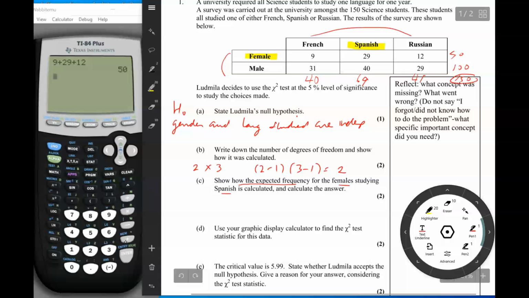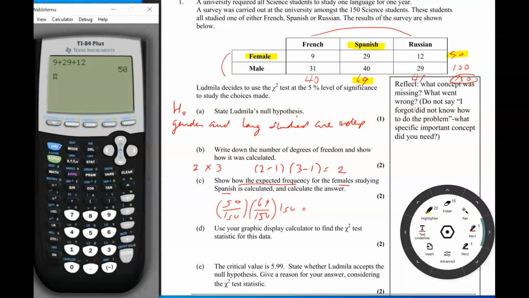So to calculate the expected number of females studying Spanish, it would be proportional to the numbers 50 and 69 relative to the total of 150. So what I can do is I could do 50 divided by 150 times 69 divided by 150 times the number 150. And if I want to see what that is, I'll do that on the calculator.